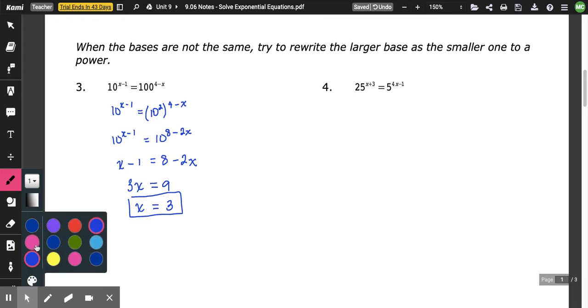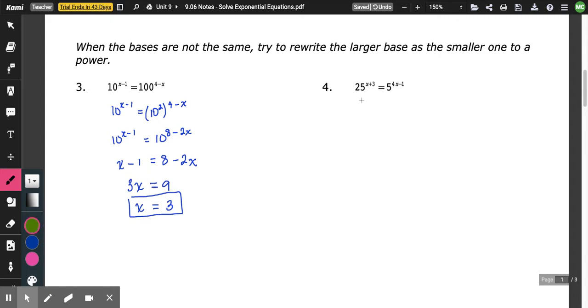Let's try one more like that. So here on the right side, we've got bases of 25 and 5. Again, they're not the same, but they are related. The relationship would be that 25 is the same as 5 to the second power. So I would rewrite 25 as 5 squared.